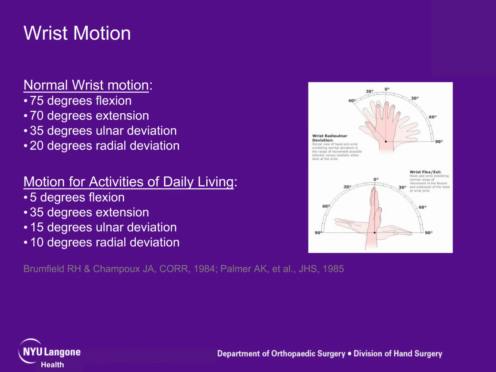But it's instructive to start thinking about this by contemplating what the normal range of wrist motion is and what we really need for activities of daily living. What Andy Palmer in 1985 taught us was that the range of motion that's necessary for activities of daily living is fairly limited. 5 degrees of flexion, 35 degrees of extension, and 15 degrees of ulnar deviation, and 10 degrees of radial deviation. So not that much.